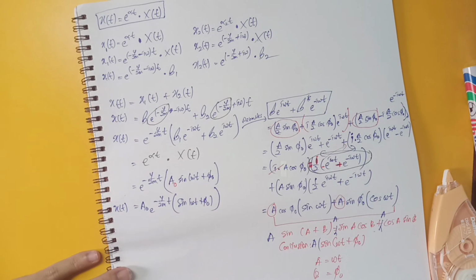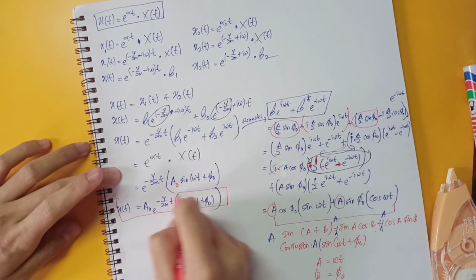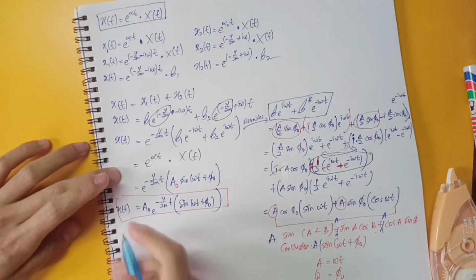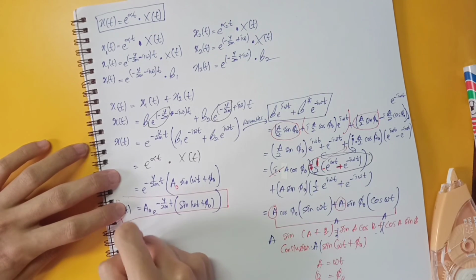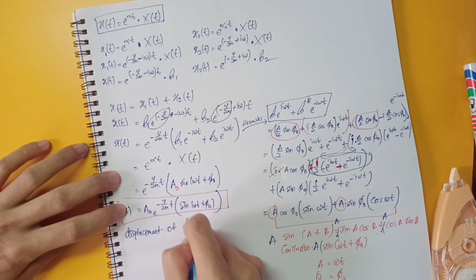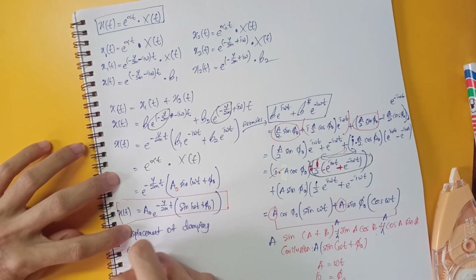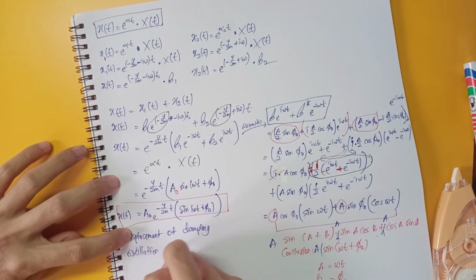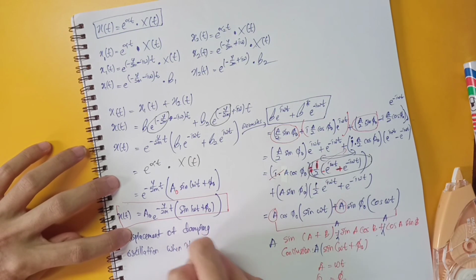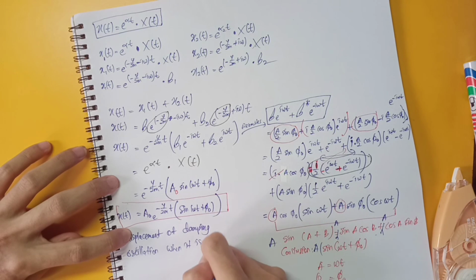This is the equation for the displacement of damped oscillation when it is underdamped.